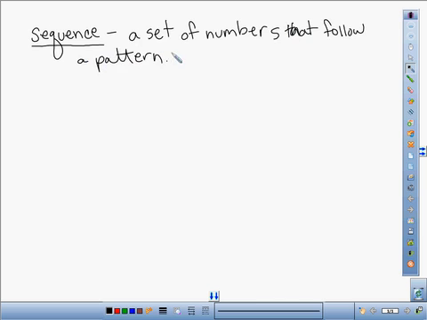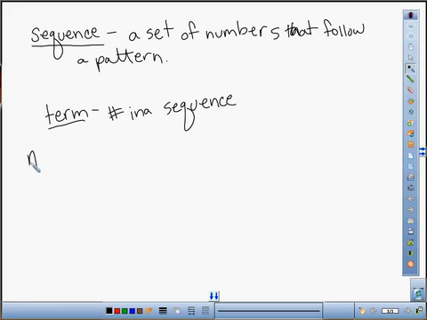Now, within a sequence, those numbers in the sequence, we call them terms. So each number in the sequence is called a term. And then we also have some specific types of sequences that we talk about. So we said that a term is a number in a sequence. All right. And then today specifically we want to talk about two specific types of sequences.